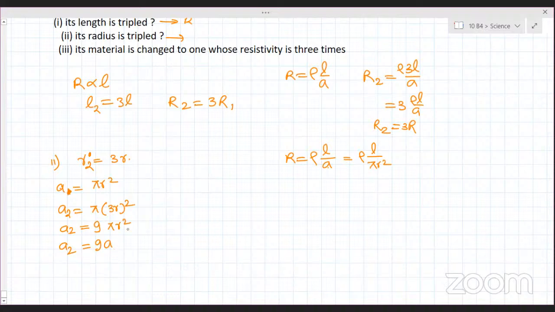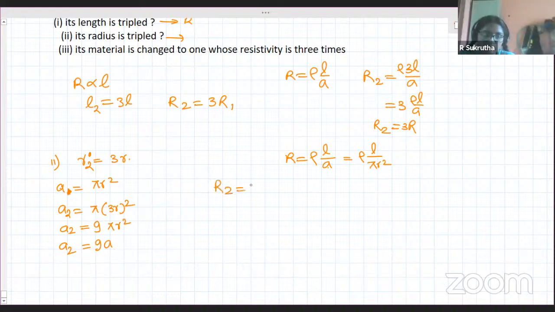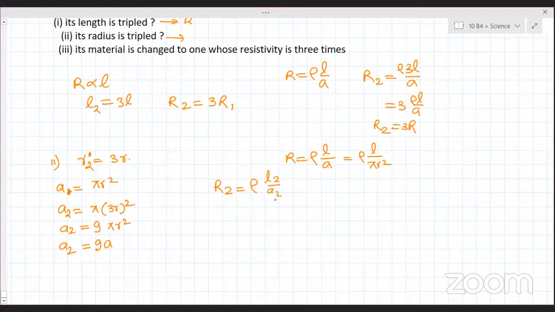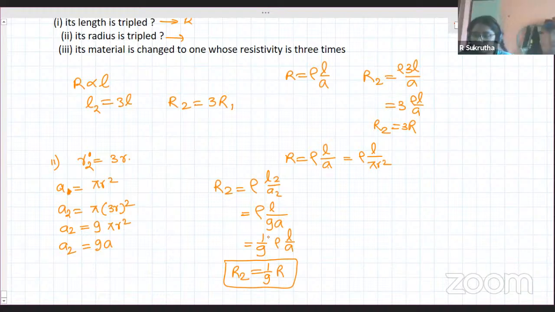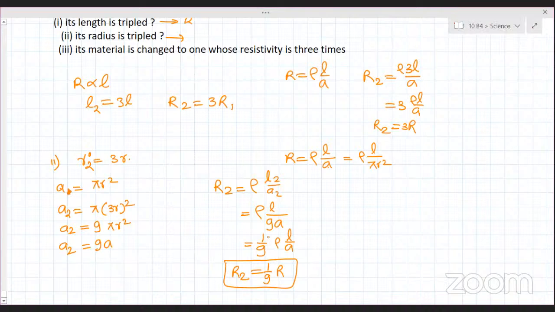The new resistance R2 is equal to rho L2 by A2. There is no change in length, it remains same. Area becomes 9A. So it is 1 by 9 rho L by A, that is R2 is 1 by 9 of the original resistance R. Clear? Yes, ma'am. So resistance decreases by 9 times.